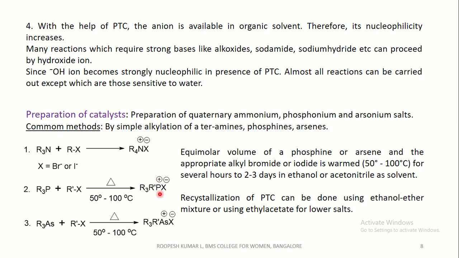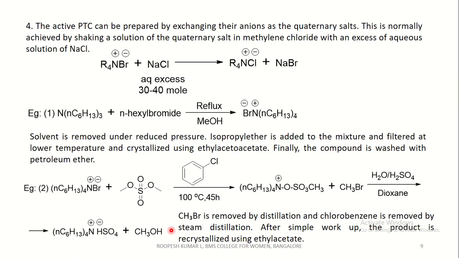Recrystallization of these phosphonium or arsonium salt PTCs can be done using ethanol, an ethanol-ether mixture, or ethyl acetate for lower salts. The active PTC can be prepared by exchanging the anions of the quaternary salts. This is normally achieved by shaking a solution of a quaternary salt in DCM, that is methylene chloride or dichloromethane, with an excess of aqueous solution of NaCl.